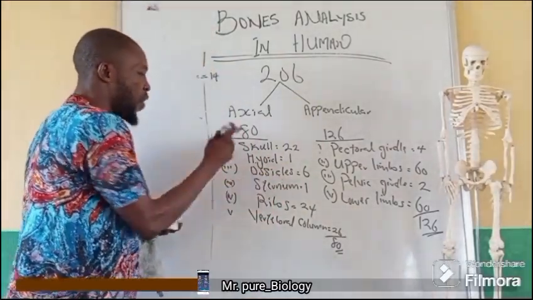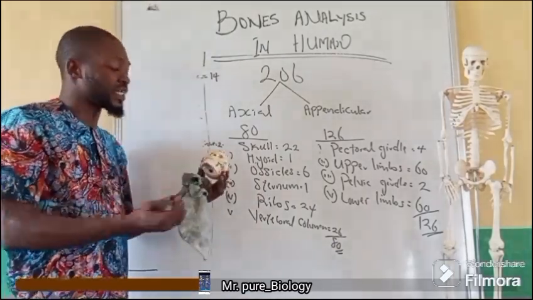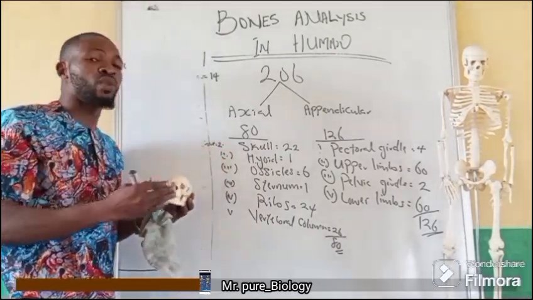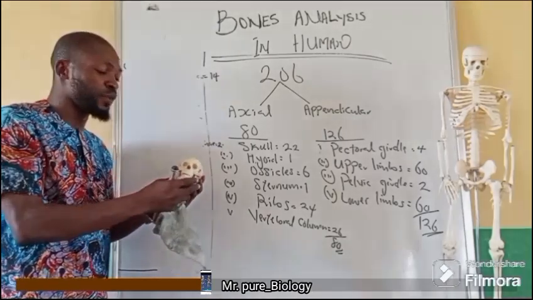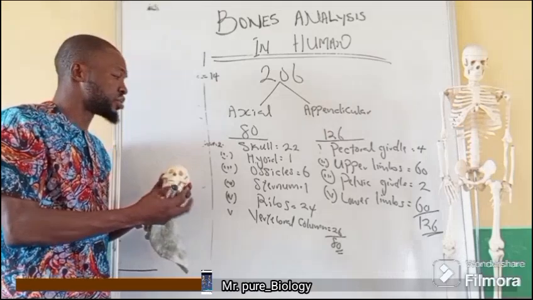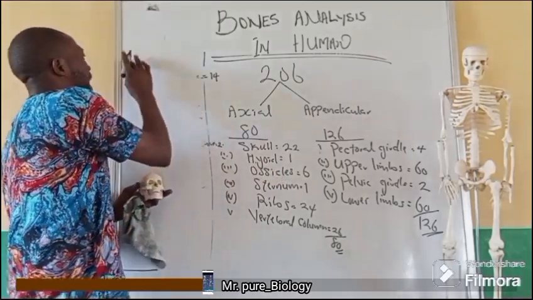Now, we have ossicles. What do we call ossicles? Ossicles are the smallest bones in the body, found in the ear, particularly in the middle ear. They are the ones that allow us to hear sound as they provide what we call vibration. Now, these bones are just 6. And what are these bones?